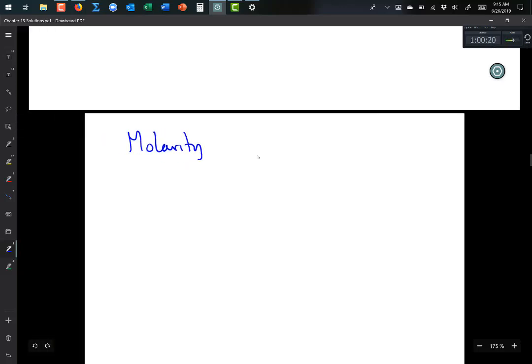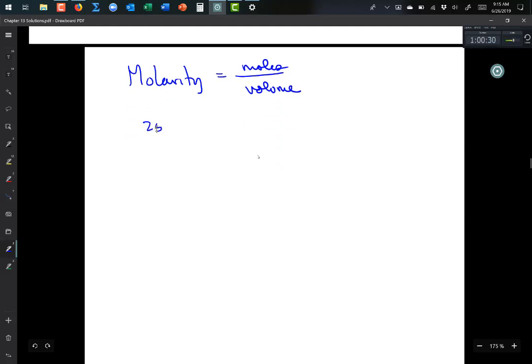So we want to calculate molarity. And molarity is moles divided by volume of solution. So let's say you have 25 grams of sodium chloride and you dissolve it to make 3 liters of solution. What we want to do is calculate the molarity.